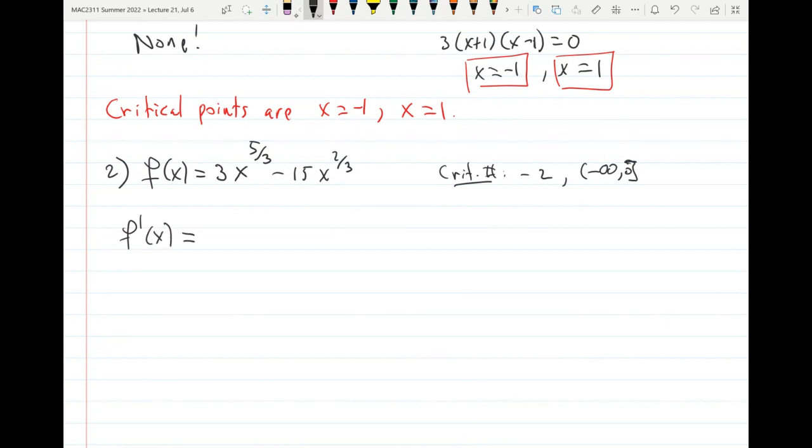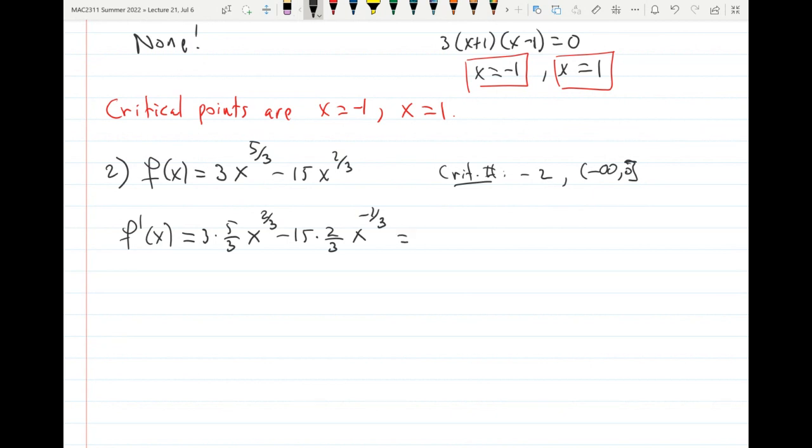Power rule all the time. So that will be 3 times 5/3 x. Now 5/3 minus 1 is 2/3. Then minus 15 times 2/3 x. Now 2/3 minus 1, that's -1/3. Everybody okay? All right.